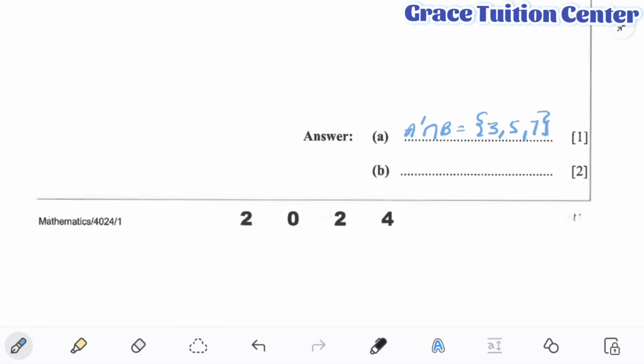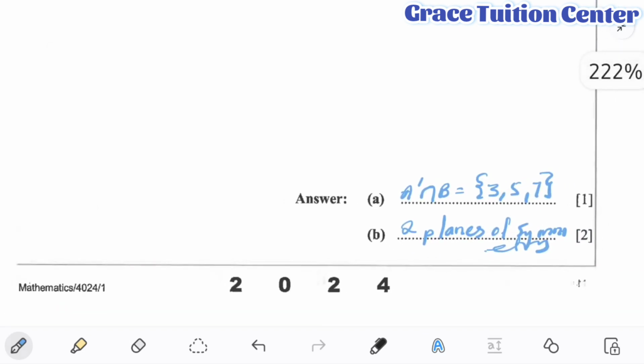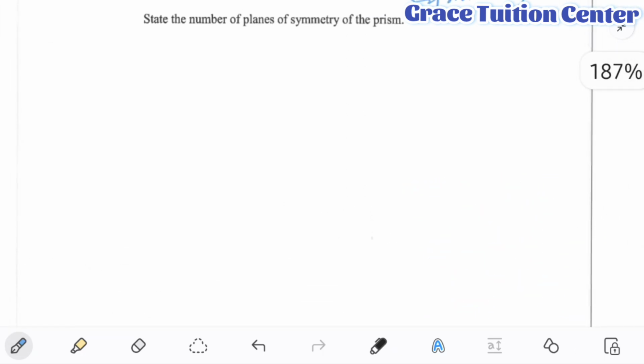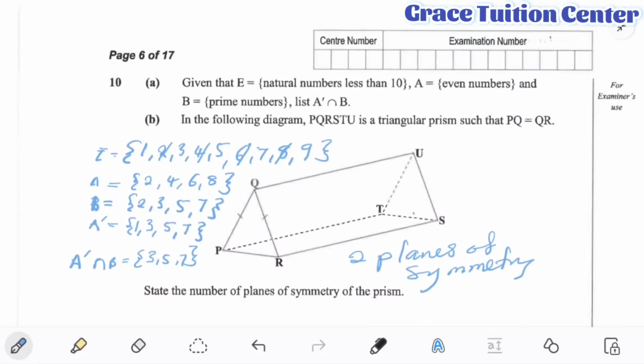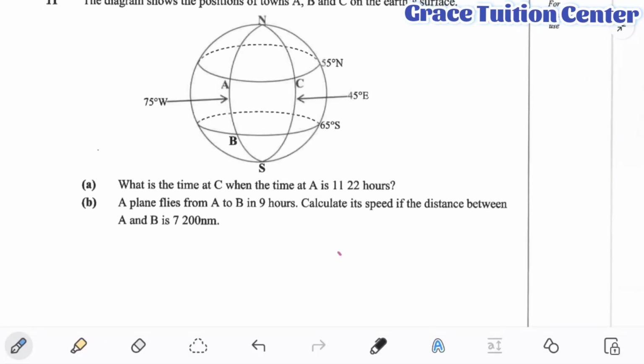Yeah, I hope you get the idea and you understand what is being talked about here. So if we come here, we can write our answer: 2 planes of symmetry. Okay, 2 planes of symmetry. Is that clear? Okay, so we can proceed to the next question if what to do here is clear. So let's go ahead and jump straight into the next question.